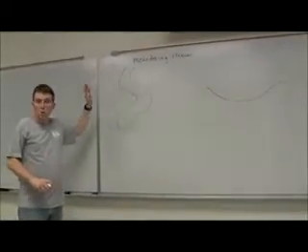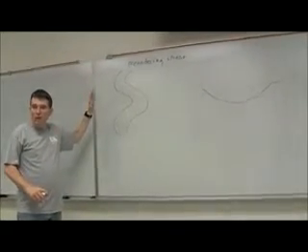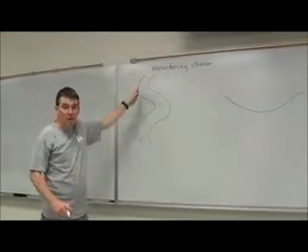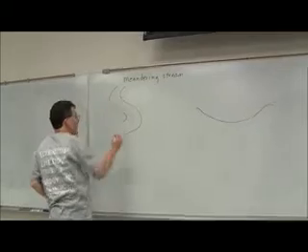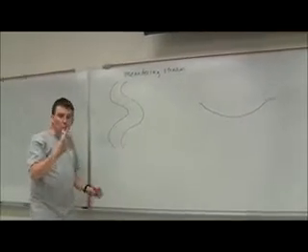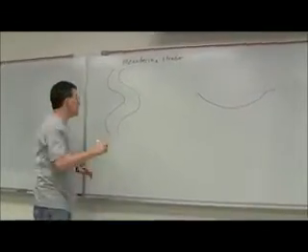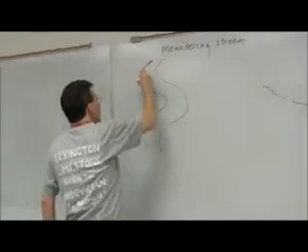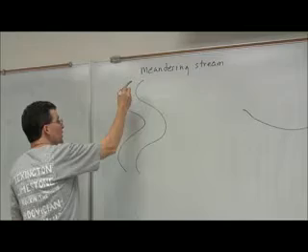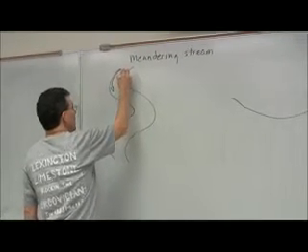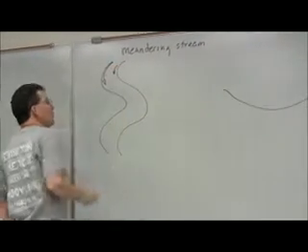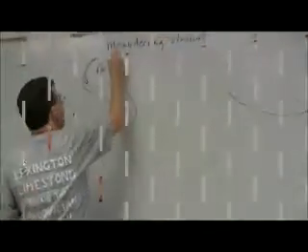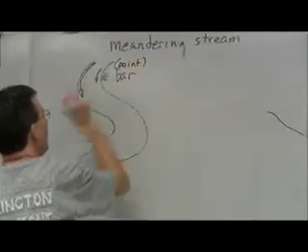Velocity is highest where along this channel? On the outside, correct? Okay, so if I'm drawing the arrows proportional to the velocity, the largest arrow, that is the highest velocity, is going to be on the outside, and the smallest arrow, the lowest velocity, is going to be on the inside. Again, point bar.